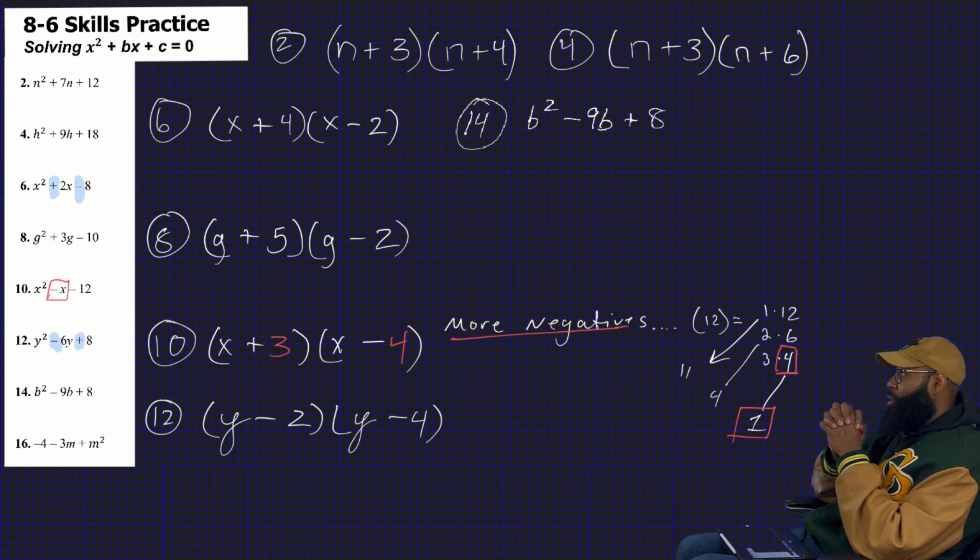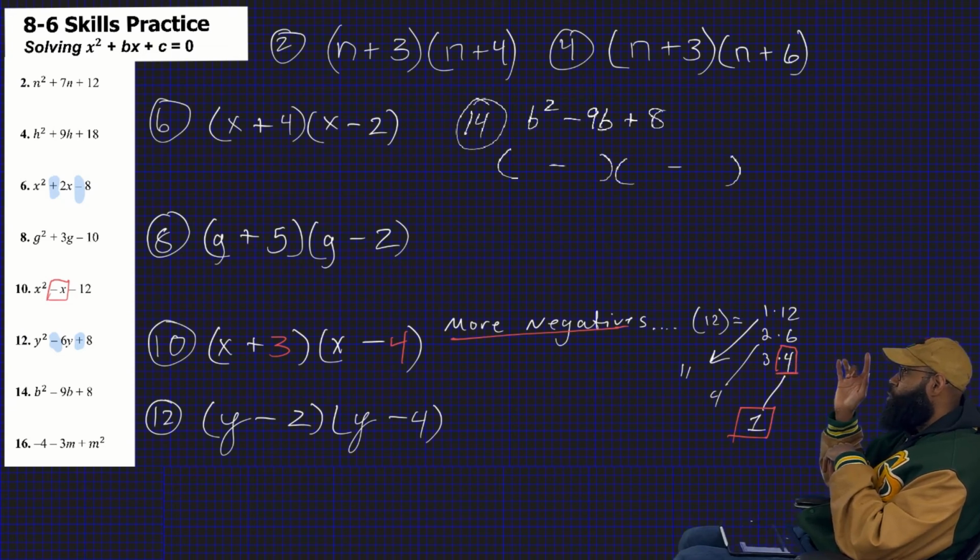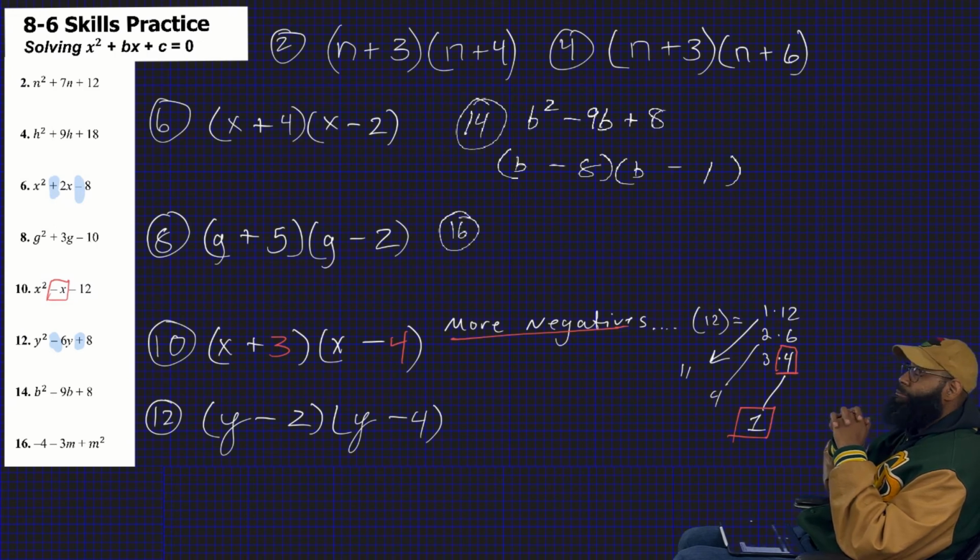Nothing's changing. B squared minus 9b plus 8. Again, negative, positive. My brain knows both binomials will have subtraction because negative times negative is a positive. So what times what gives me 8? But those same two numbers when added give me 9. 8 and 1, you got it.